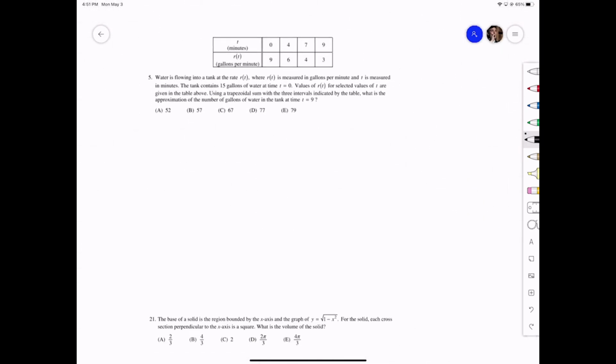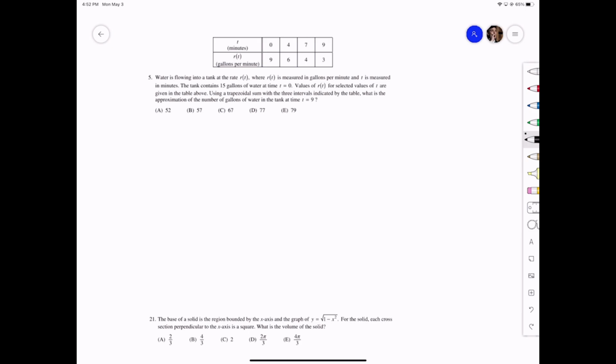Water is flowing into a tank at the rate R of t, where R of t is measured in gallons per minute and t is measured in minutes. The tank contains 15 gallons of water at time t equals 0, and values of R of t are in the table. Use trapezoidal sum with 3 intervals to approximate the number of gallons at t equals 9.